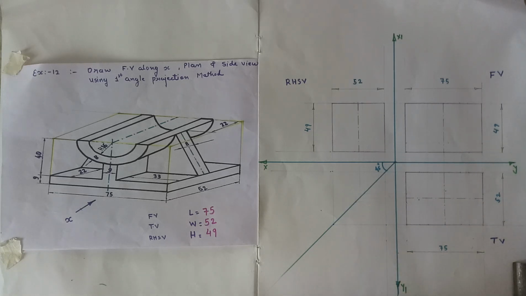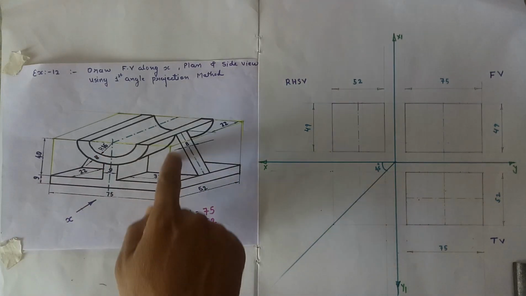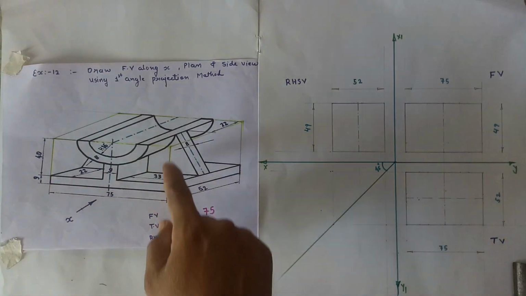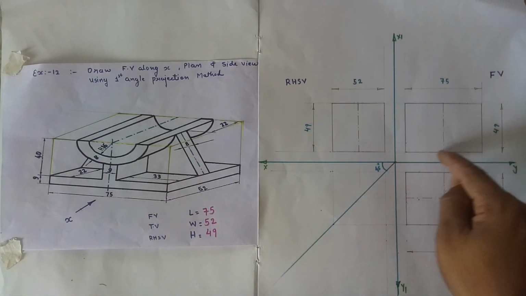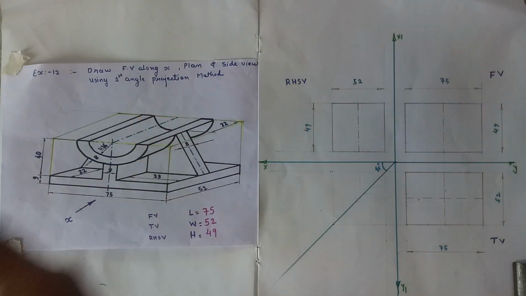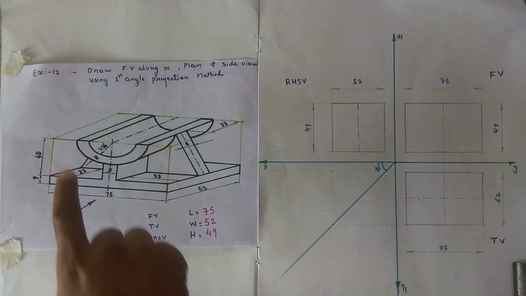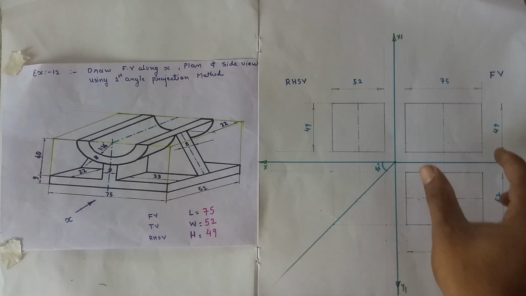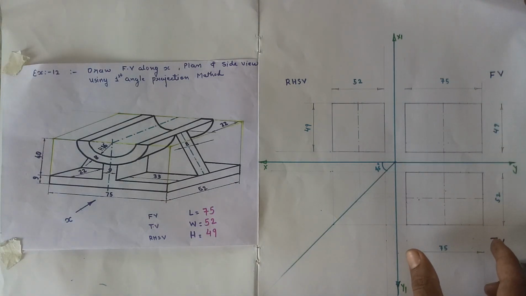Now the third thing is we have to draw the front view, the top view, that is plan, and the right hand side view of the cuboid. So the front view will be a rectangle having length 75, height 49. So draw the rectangle here having length 75, height 49. Then after top view will be a rectangle having length 75, width 52. So length is projected from the front view and width will be 52. So this will be the top view.